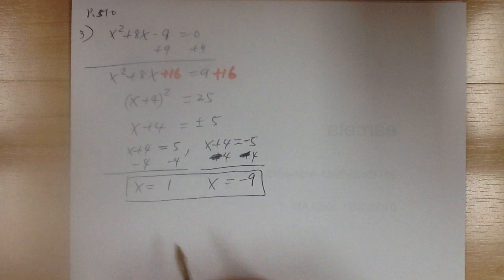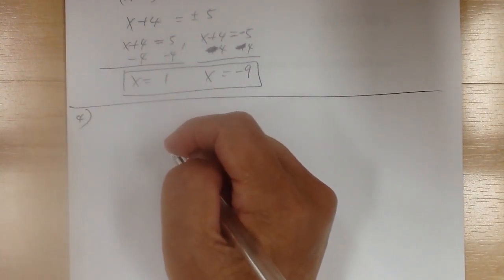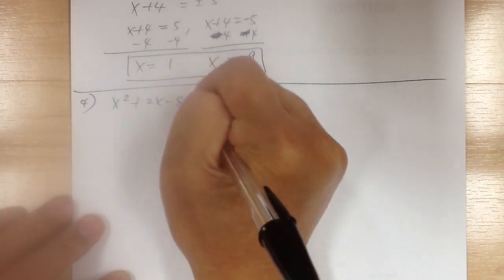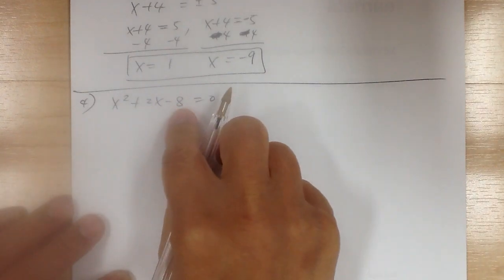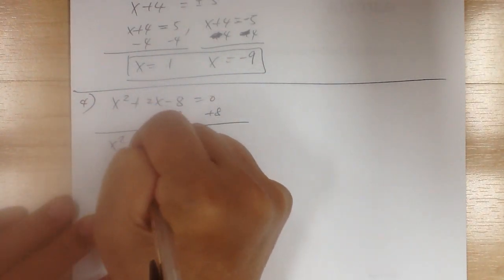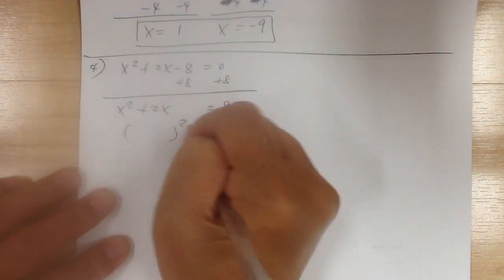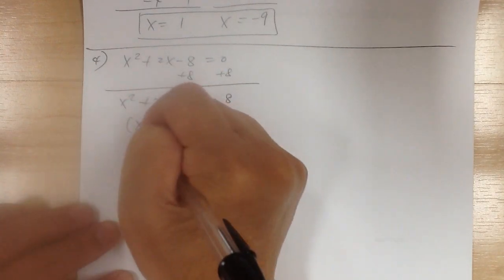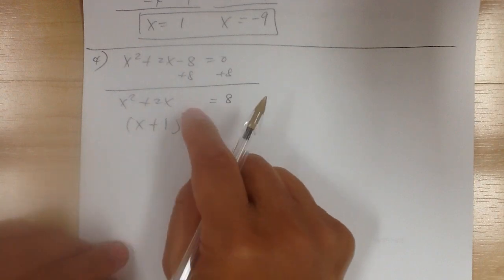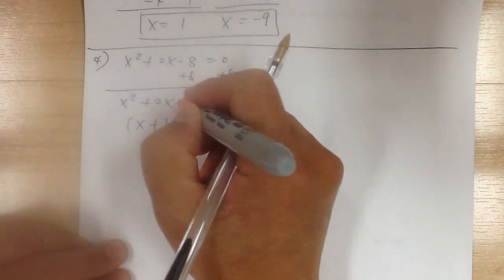Okay, number 4. x squared plus 2x minus 8 equal to 0. So move this number, so plus 8. So you get x squared plus 2x is equal to 8. And from here, go and get your template ready. So you need to have x plus 1. 1 times 2 gives you 2. And then, in order to get from here to here, you need to have a plus 1.